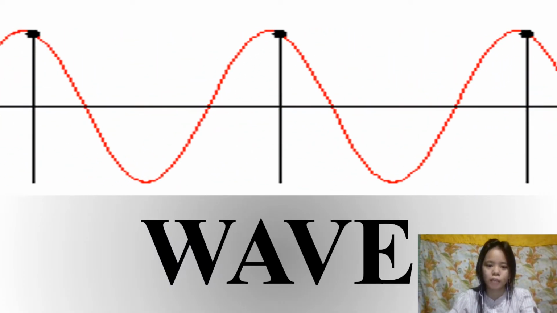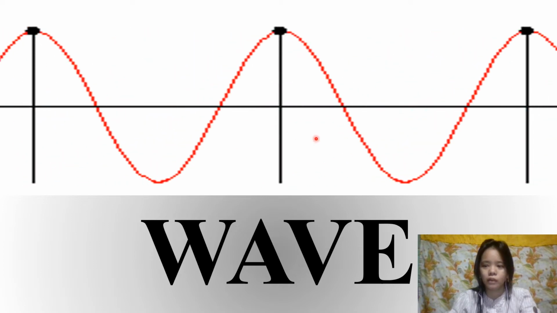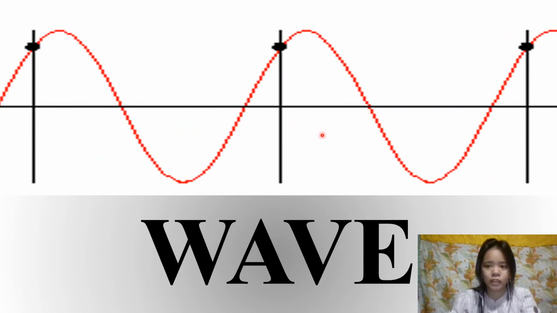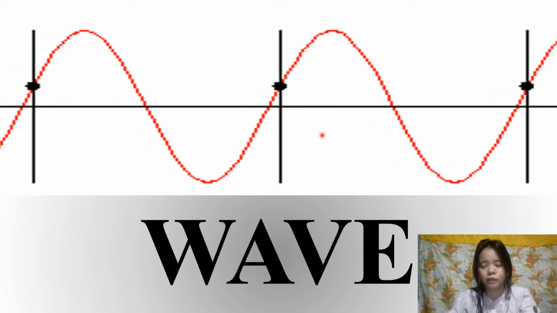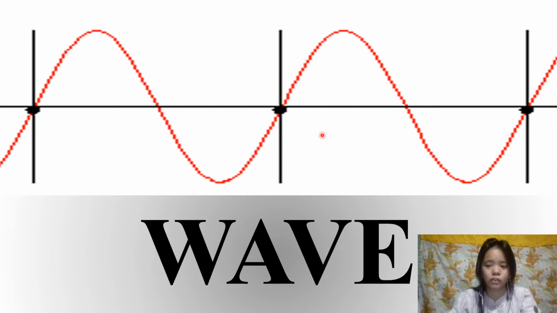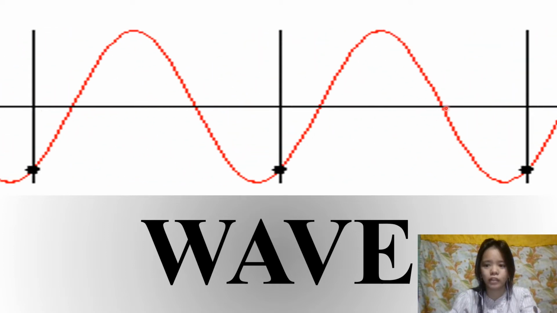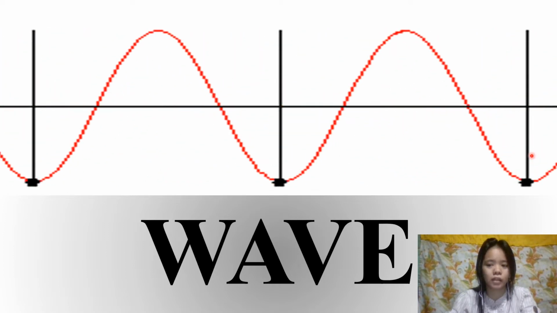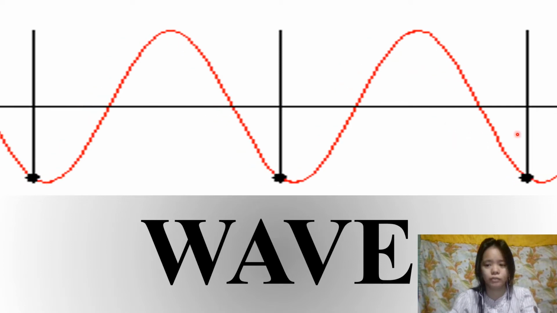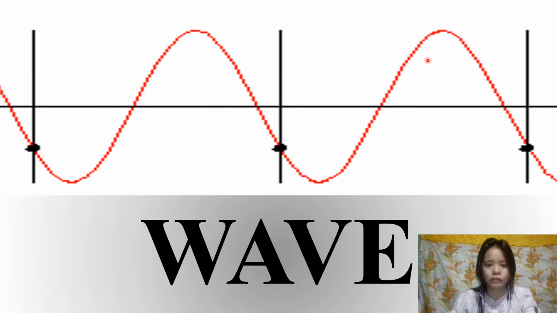So this is a wave. A wave can be described as a disturbance that travels through a medium from one location to another location without transporting matter. So this is a transfer of energy without transporting any particles in the medium. Particles vibrate in fixed motion.